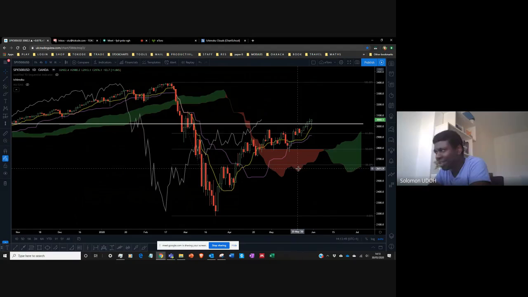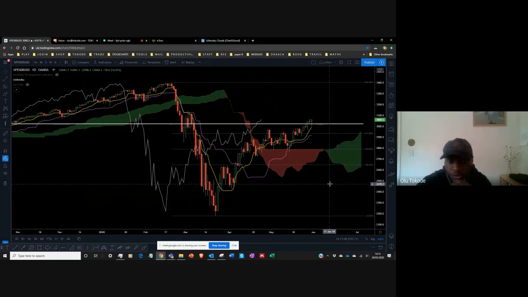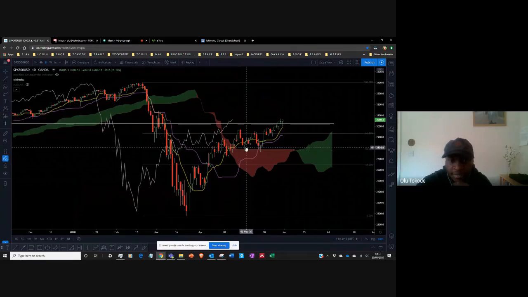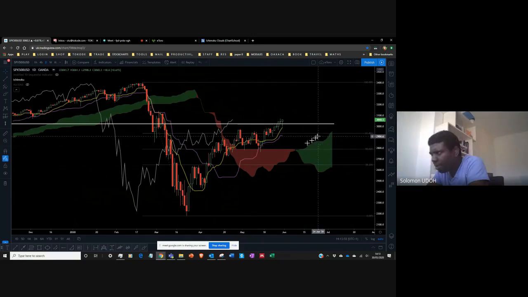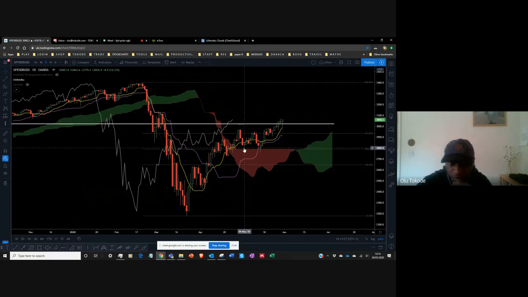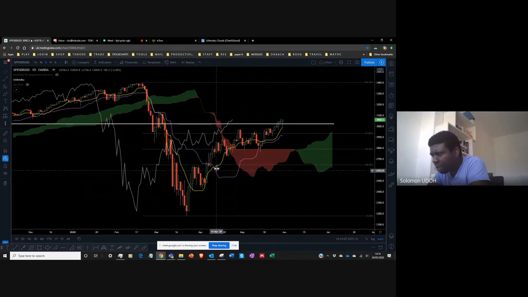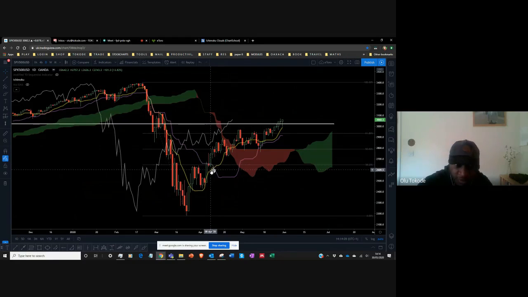So how to use the Ichimoku cloud? You only want to buy when price is above the cloud, and ideally you want to enter that position when this yellow line crosses above the purple line. The purple line. That's around here. So if I was trading, if I wanted to take a trade after that sell-off, I will wait until here.